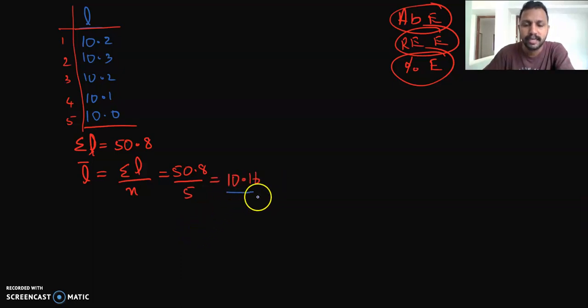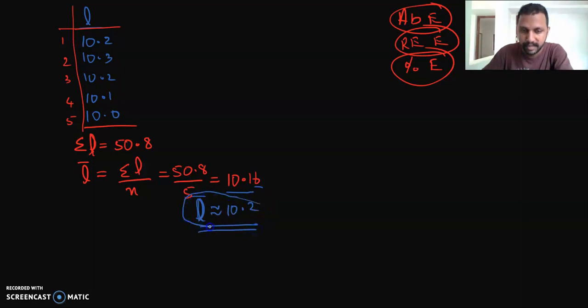That is 10.16. The last digit is 6. Since it is greater than 5, we could write it as 10.2. This is approximated as 10.2, since the last value is 6, which is greater than 5, we add 1. Therefore, the L bar value, that is the mean value, is taken as 10.2.